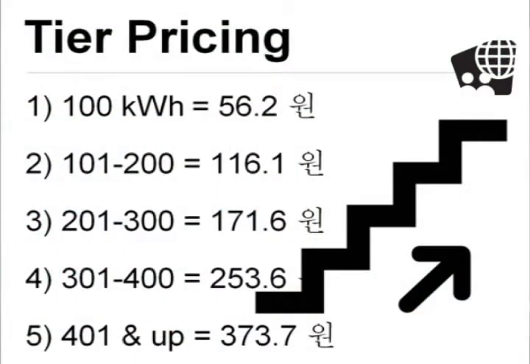The next 100, twice as much. That's okay. We make a little bit of money. That's not much. Come on. That's not much. The next 100, getting a little bit more expensive. The next 100, more expensive. And anything over 401 kilowatt hours, so if you use more electricity, you're paying a lot more for more.